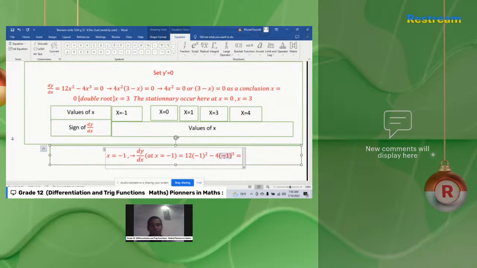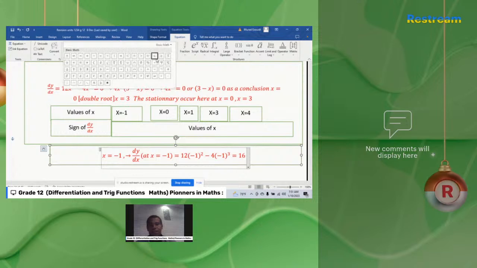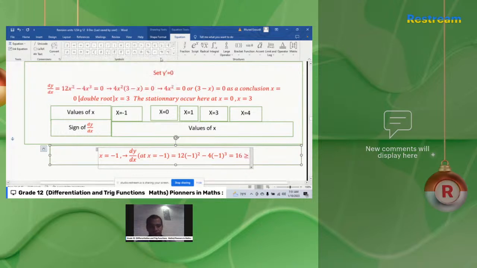Now just the calculation of this. It will be 12 plus 4. 12 plus 4 is 16. So 16 is positive, learners. It's greater than 0. Means it's positive. Therefore, in this interval from 0 to negative 1, the function is positive.